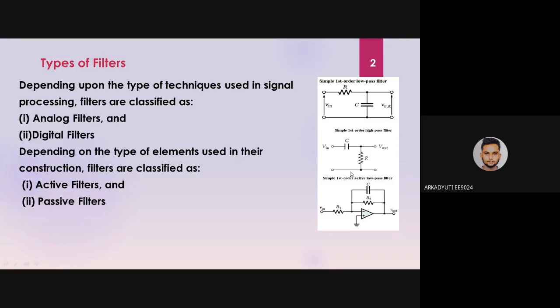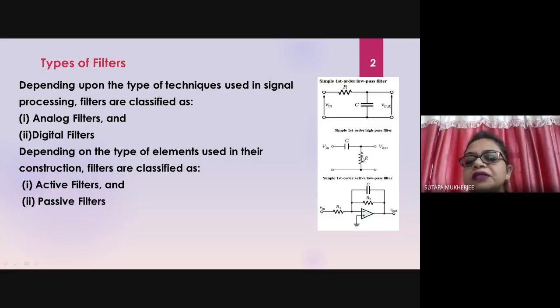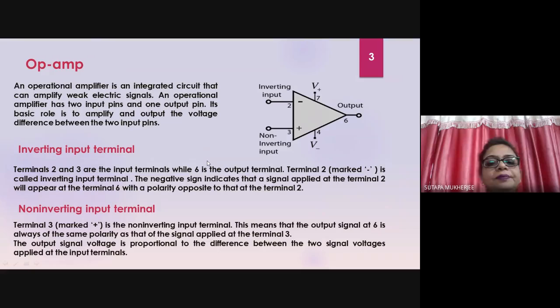These are the structures of the first order low pass filter. This is the passive filter. These filters contain the components R and C, and there is no op-amp here; here is the op-amp. Now come to the op-amp. What is an op-amp? Operational amplifier. It is an integrated circuit that can amplify electric signals. An operational amplifier has two input pins and one output pin. Pins 2 and 3 are input pins and 6 is the output pin. This is the structure of the op-amp.